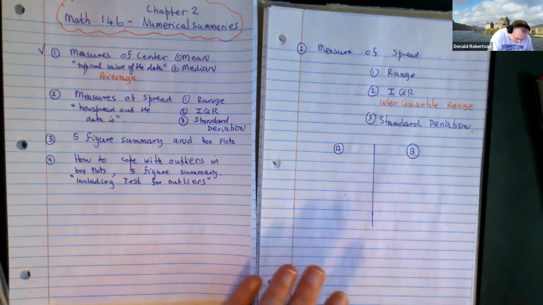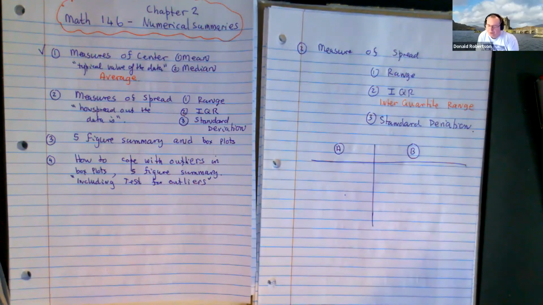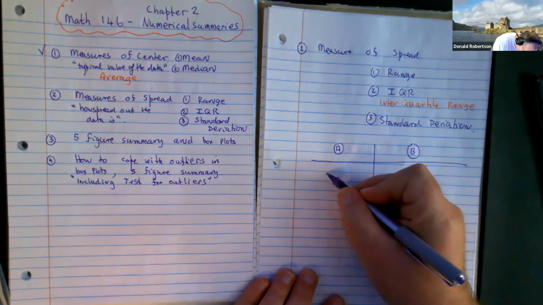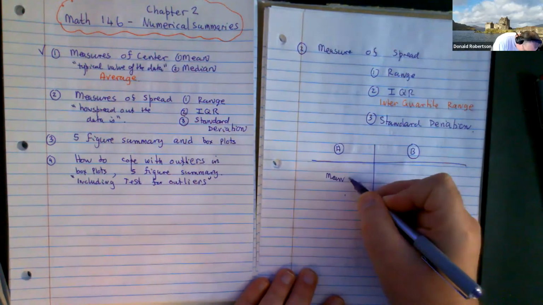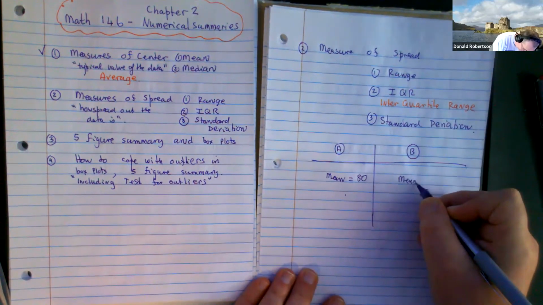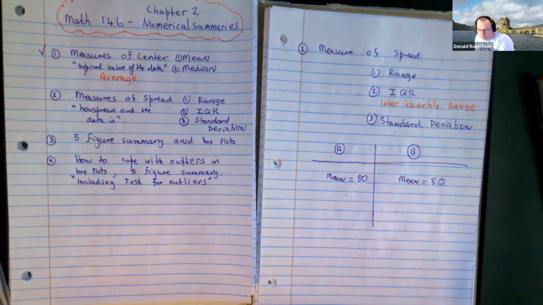I'm going to give you two examples of why knowing how spread out things are can be helpful. I want you to imagine we've got two people called A and B, and they both play golf. The first guy has a mean of 80 shots. And the second guy, his brother, also has a mean of 80 shots. So in other words, when they play a round of golf, it takes them about 80 hits of the little ball to go around the course. That's all that means.